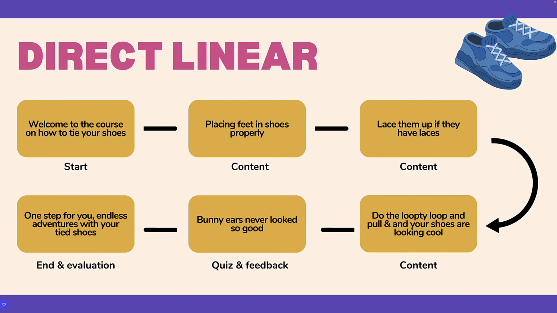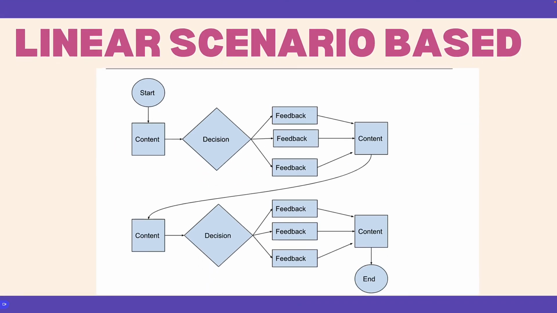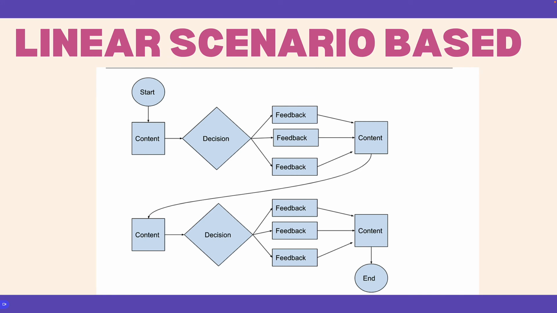So again, pretty common. This shouldn't be a surprise to anyone. Very common. You see a lot of these in the wild. All right, so if you're looking for a linear scenario, it could look something like this. So you get the start point, you get the content, and then you have your first decision, and then feedback, content, decision, feedback, content, end.